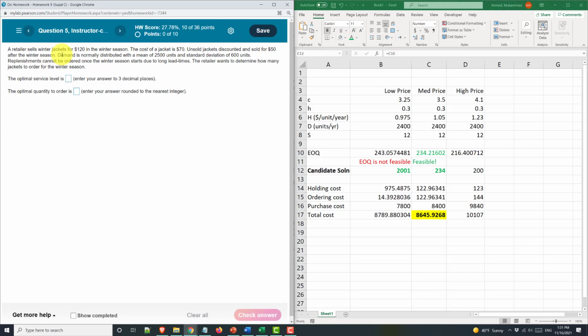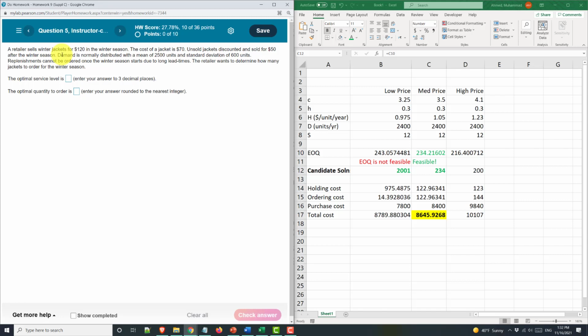So if we have too much stuff that we purchased from the supplier and we're unable to sell all of our stock, the remaining pieces have to go on a clearance type of sale after winter is over, and we just get them out of our system, $50 a piece, and we actually lose money because we paid the supplier $70 and now we're selling them at $50 a piece, so we're losing $20 a piece on them. Demand is normally distributed with a mean of 2,500, standard deviation of 600.